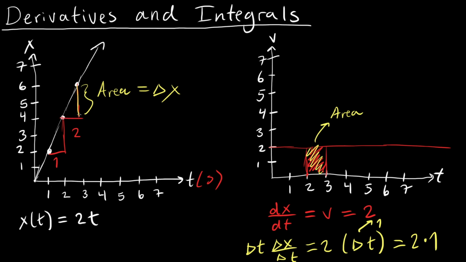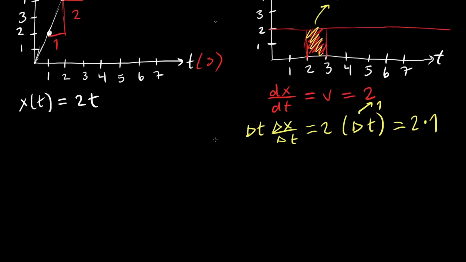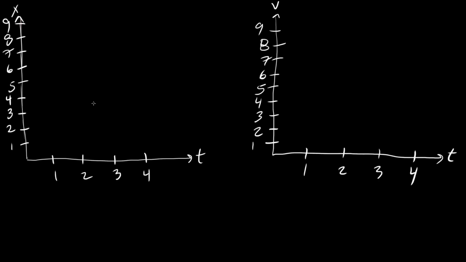So in this example, it's pretty clear to see, but how will this be abstracted to other functions? So other functions that don't have a constant slope, like x of t above does. So I'm going to make a coordinate system real quick. Okay, so we'll do a position and velocity example again, but instead of having a constant slope for x versus t, we're now going to have a quadratic slope.